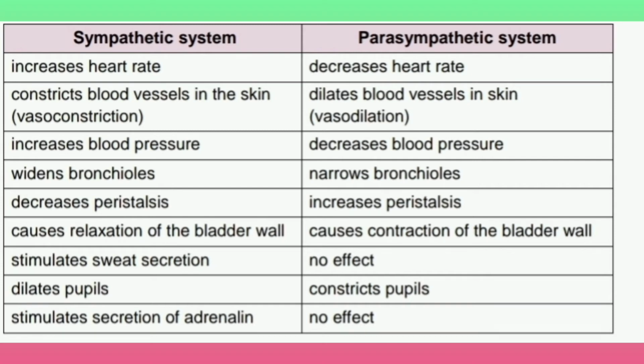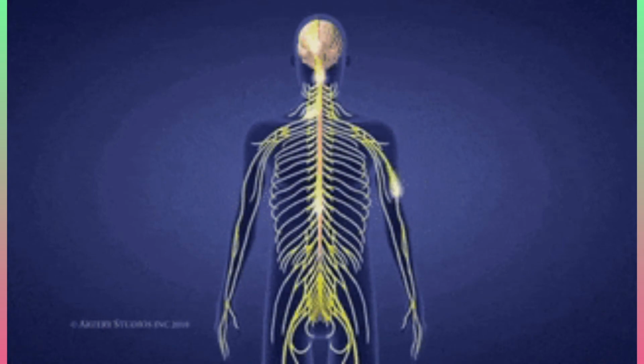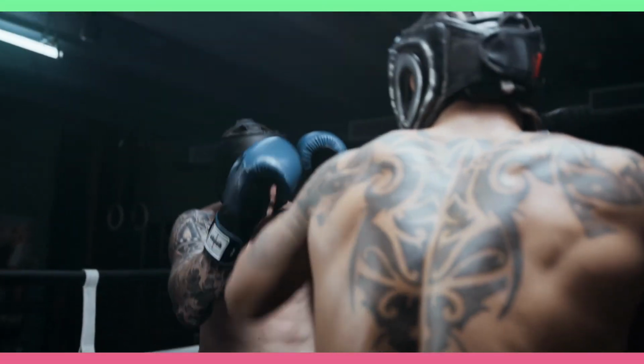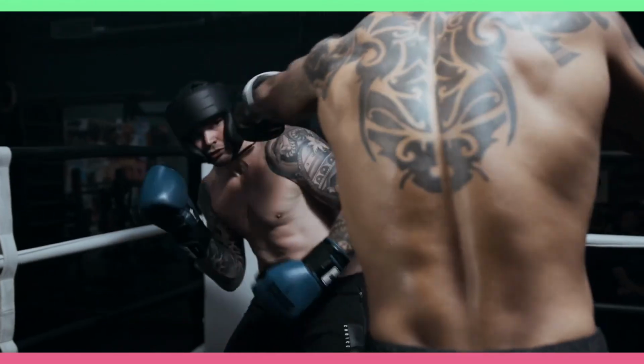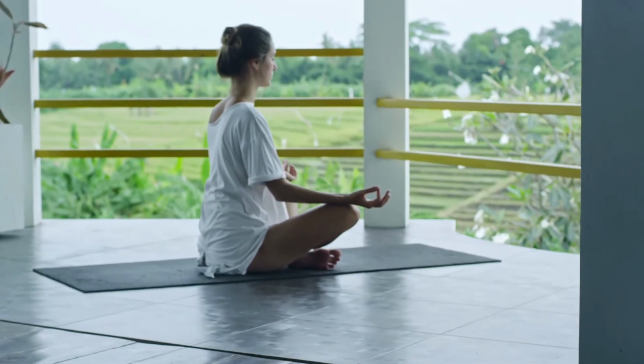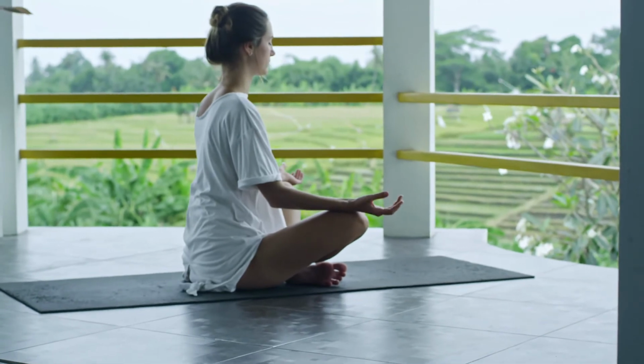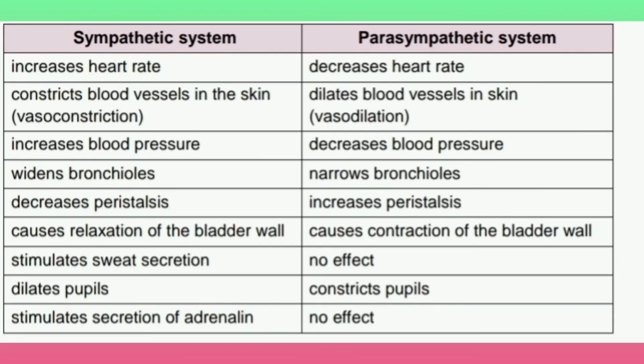Each organ in the human body is supplied by 2 types of nerves, the sympathetic nerve and the parasympathetic nerve. The sympathetic nervous system is responsible for the fight or flight function in emergencies, whereas the parasympathetic nervous system restores the body to a normal state after an emergency. The 2 systems work antagonistically to one another.